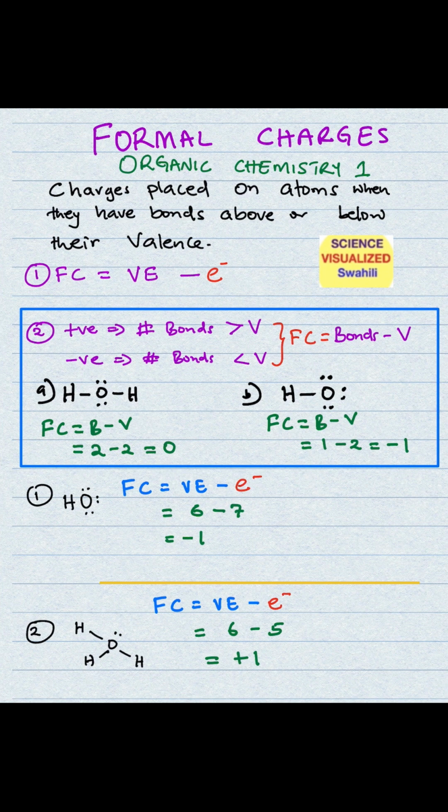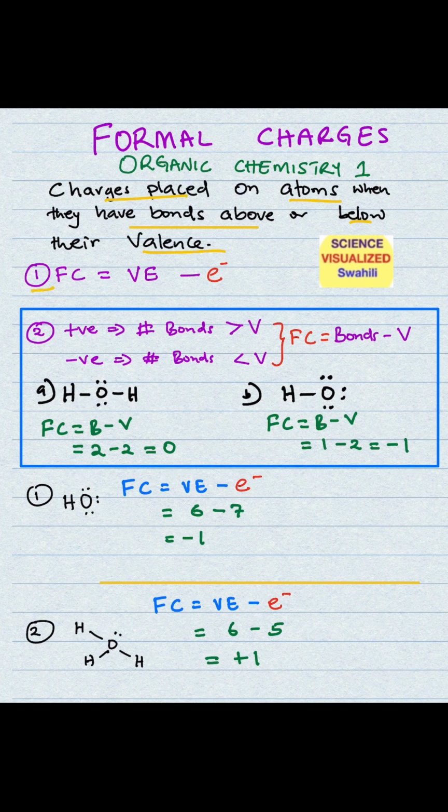What are formal charges? These are charges that are placed on atoms when they have bonds above or below their valence. That means if the number of bonds that the atoms have are higher or lower than their valence. There are two formulas we're going to be looking at.